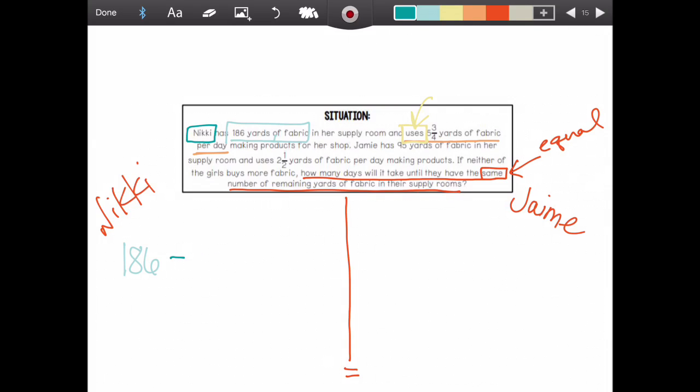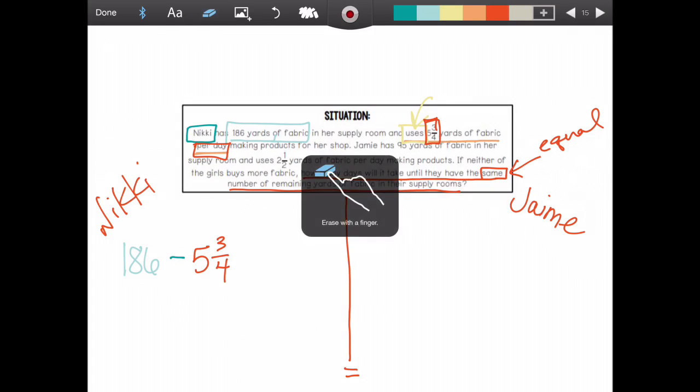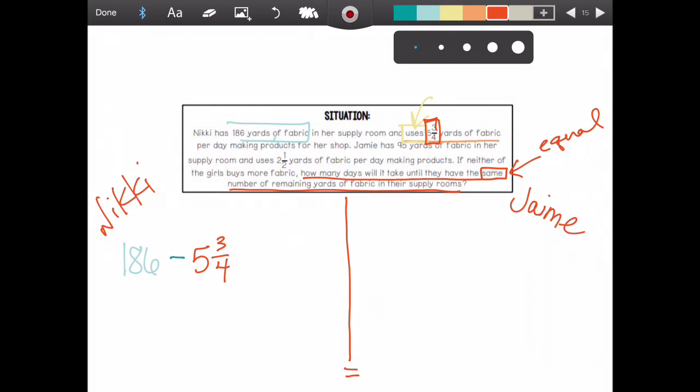Now, how much is she using per day? Per day, she's using 5 3/4 amount of fabric per day. So 5 3/4. And now this key part right here, per day, it doesn't tell us the number of days, it just tells us that this is the amount that she's going to be using. So this is our variable, the number of days. That's what's changing. It could be 2 days, it could be 5 days, it could be 7 days. We don't know. So that's why we want to represent it with that variable. All right, so this is Nikki's side of the equation.